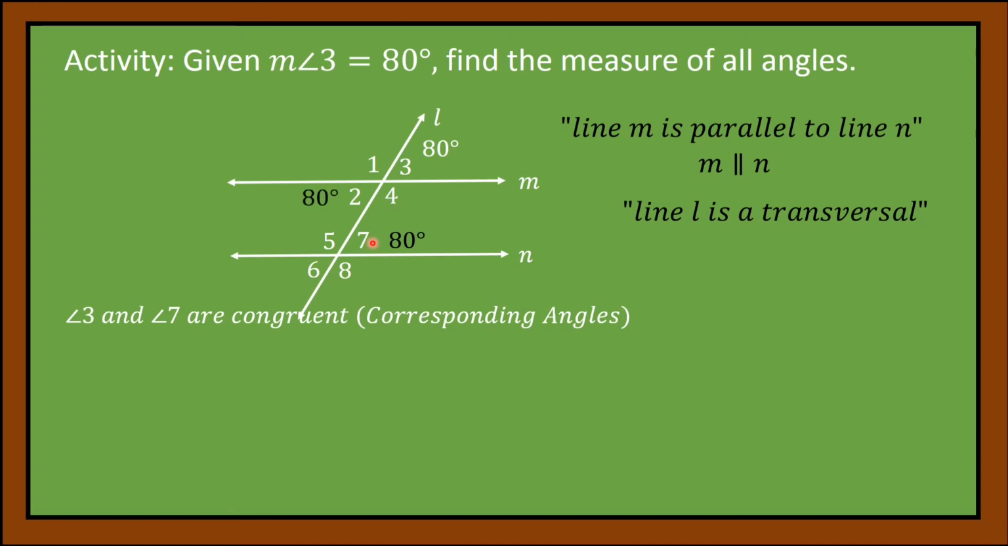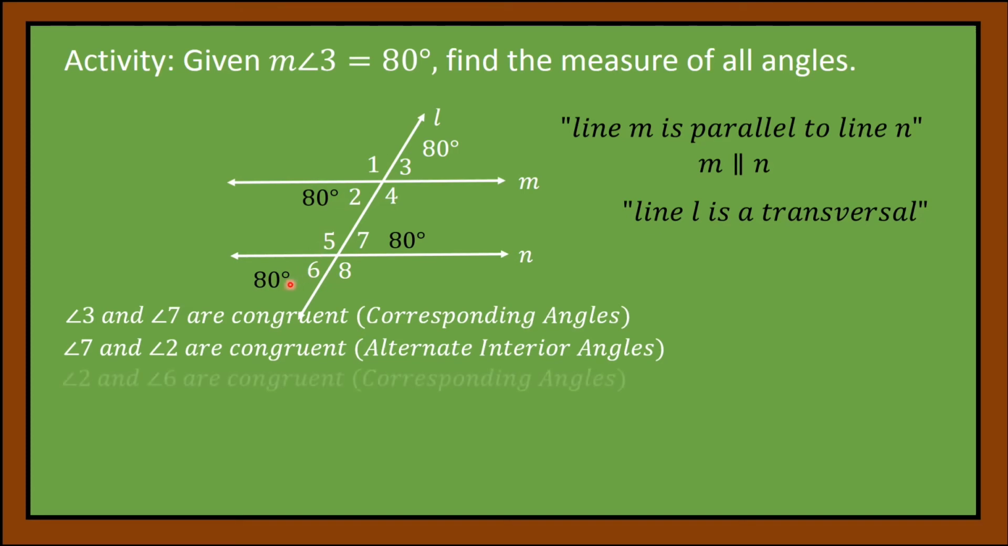Another, ang angle 2 is also equal to 80 degrees. So, ang angle 2 at angle 7 ay congruent dahil sila ay alternate interior angles. So, next, ang angle 6 ay equal din sa 80 degrees. So, ang angle 2 at angle 6 ay congruent dahil sila ay corresponding angles.